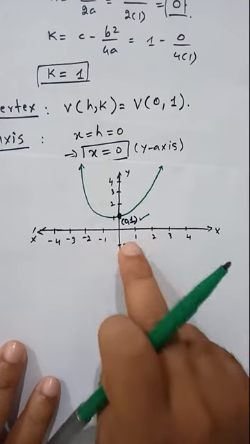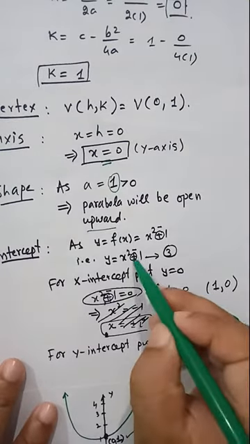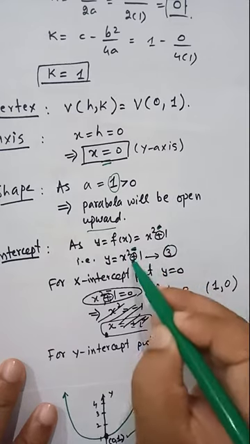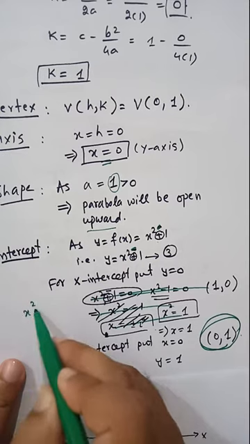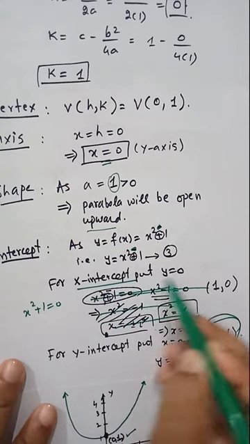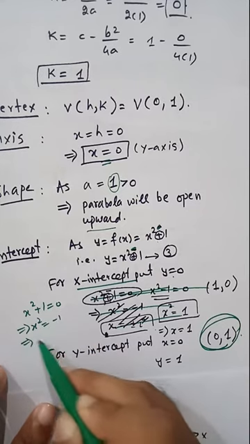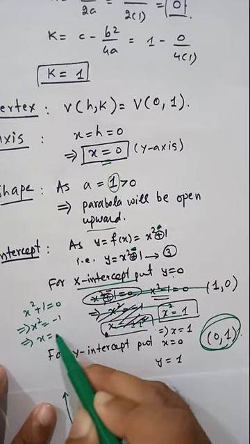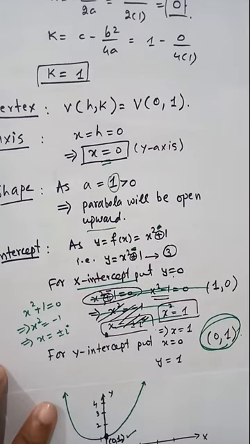And there is no x-intercept. So that's why the value of x, this is plus. Okay, sorry for that, this is plus. The question is correct. So x square plus 1 equal to 0. For x-intercept you put y equal to 0. So x square is equal to minus 1. So x is equal to plus minus iota, because when you take square root on both sides, square root of minus 1 is equal to iota.